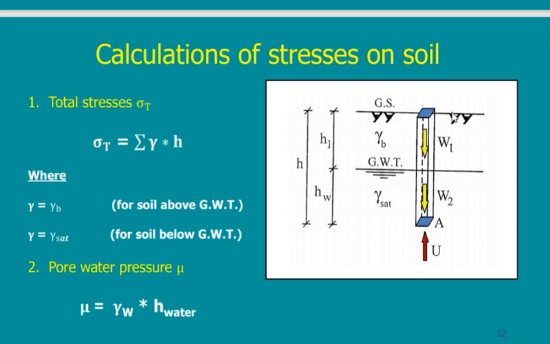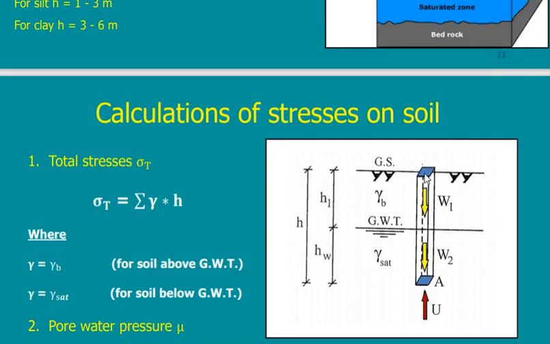If this is the ground surface, and this is the groundwater table, a little bit below, and I take this column of soil, which of course includes water, this column is affected by water pushing up. It is like a swimming pool: this is the thrust, or the uplift, that pushes me up to float on top. So there is a force here, we call it U. This is water pressure pushing anything above it.